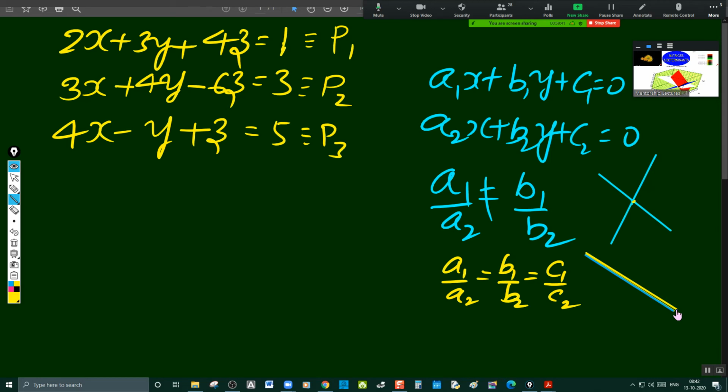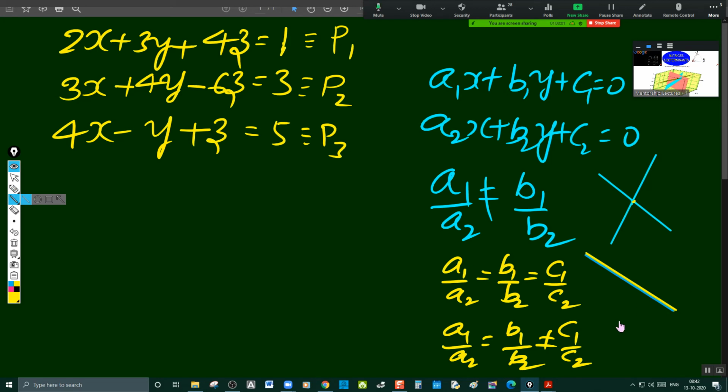Okay, similarly, if A1 by A2 is equal to B1 by B2 is not equal to C1 by C2. That's what I did. I changed the constant in the previous case, if you remember. In that case, what happens? The 2 lines are parallel to each other. There's no point of intersection, and we call it no solution. So, unique solution, that is one solution. Many solutions and 0 solutions.